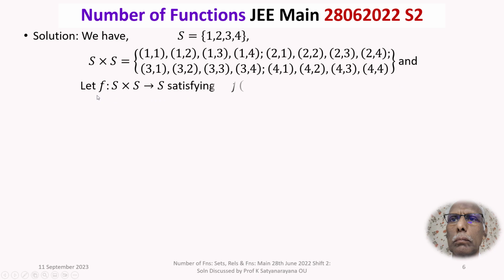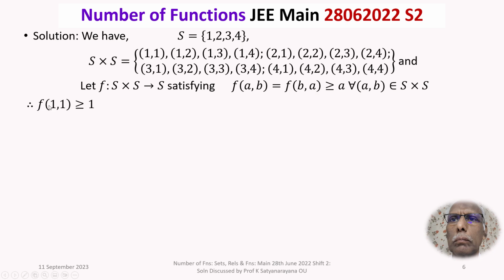Let f be a function from S cross S to S, satisfying this condition: f of (a, b) is equal to f of (b, a) greater than or equal to a for all (a, b) belonging to S cross S. So we are here considering the functions only, and we will count the onto functions later. Let us first of all see the functions. So now take this condition and implement it on the elements of S cross S.